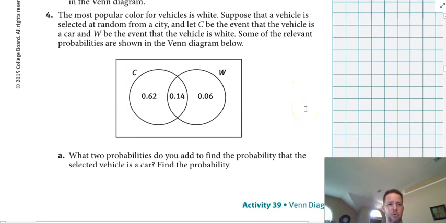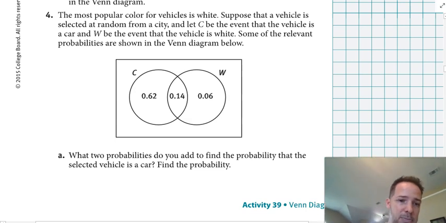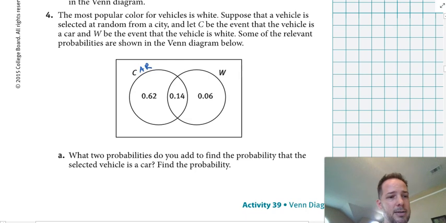Let's now look at a new problem. Question 4 says the most popular color for vehicles is white. Suppose that a vehicle is selected at random from a city. Let C be the event that this is a car, so I'm going to go ahead and put car on there to make it a little bit easier. And W represents that the vehicle is white. Some of the relevant probabilities are shown.